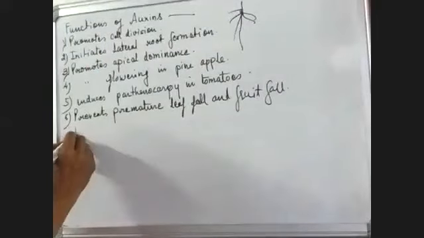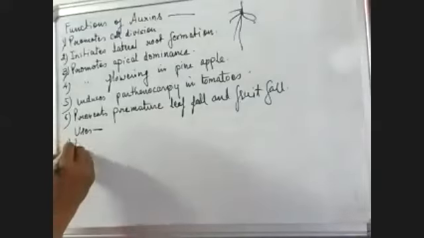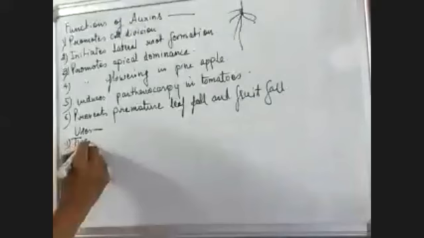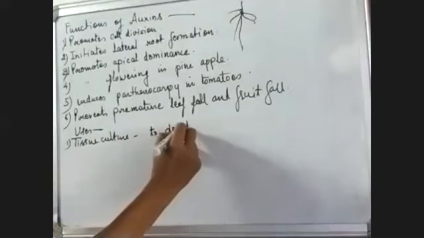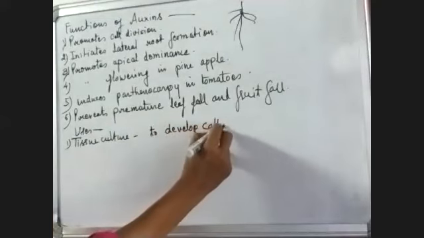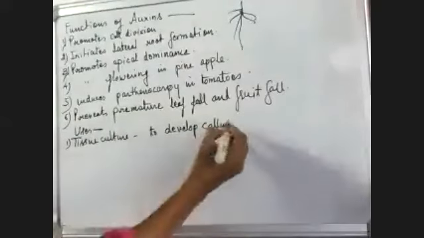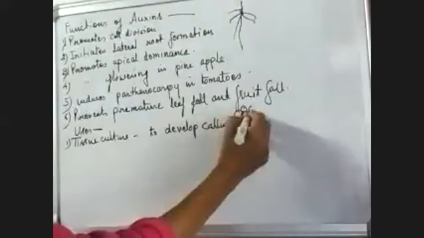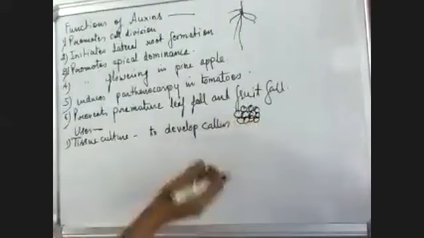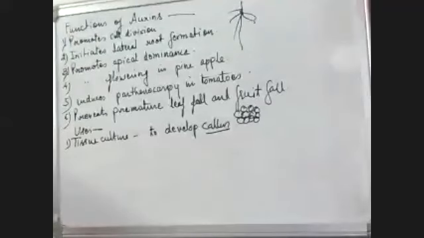So what are the uses of auxins? Number one, it is used in tissue culture, to develop callus. What is callus? Callus is a group of cells. We take a few cells or a tissue, then from that tissue a group of cells is formed, and that group of cells is known as callus. From a little tissue, a big callus is formed by the action of auxins. So this helps in the formation of callus.